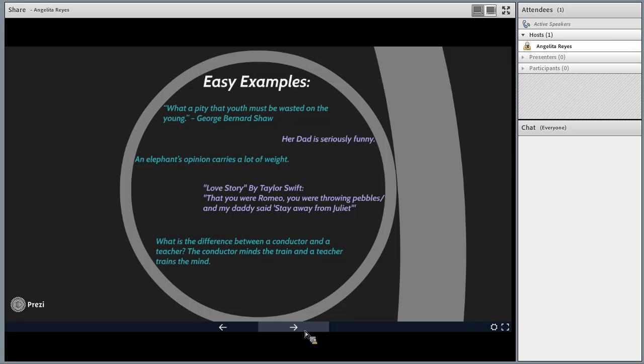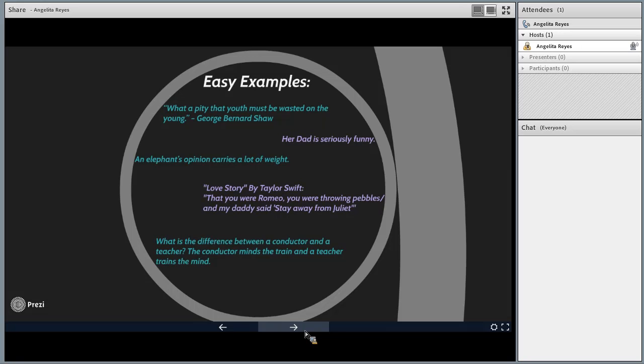Oh no, not a pun. I'm sorry. Her dad is seriously funny. This is an oxymoron because we look at the words seriously and funny. Those two words are opposite of each other. If you're funny and serious, those are two different kinds of moods that you would have. So that's an example of an oxymoron. You've got two words together that are contradicting each other. You're not looking at the whole statement.